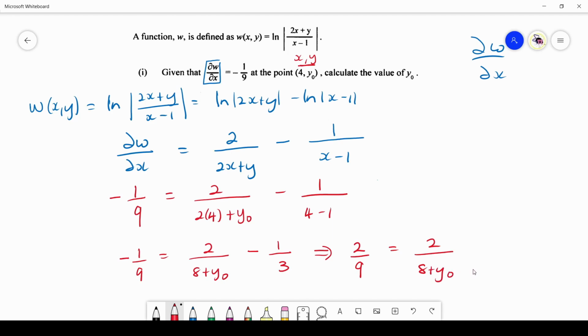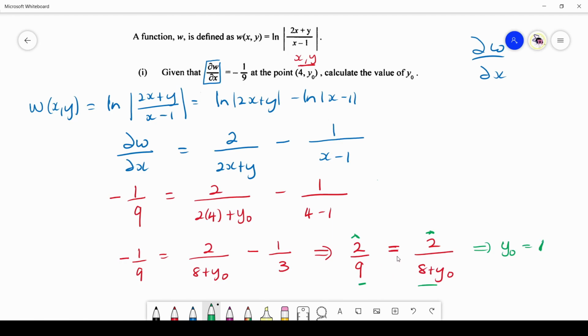Now here's a little secret, right? I can actually tell that the value of y0 is going to be 1 here straight away without even cross multiplying, and it's a trick. When you have an equal sign, both sides are supposed to be identical. So if I'm seeing 2 here and 2 here, it means that the denominators must be exactly equal to each other. So therefore 9 has to be equal to the sum of 8 plus y0, and for that to be true, y0 would have to be equal to 1. So that's my little shortcut there.